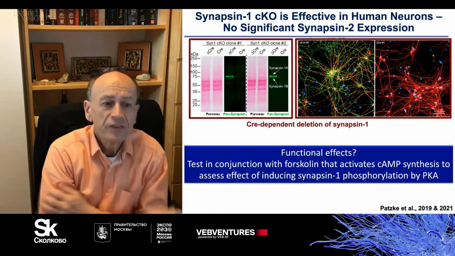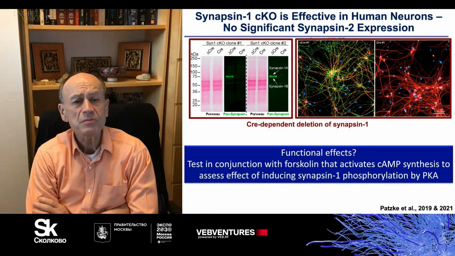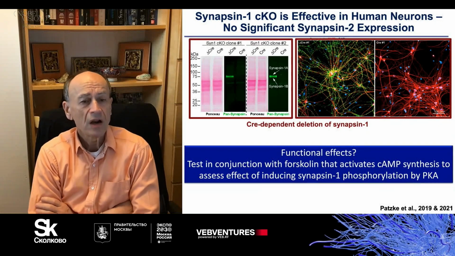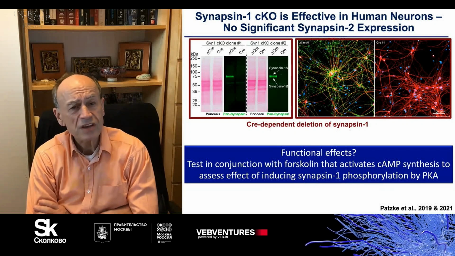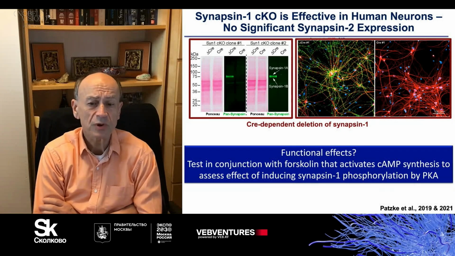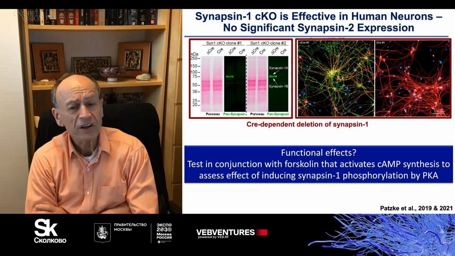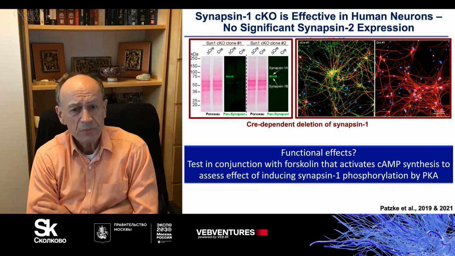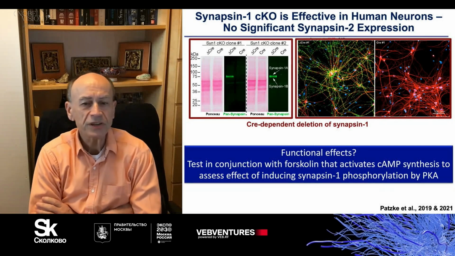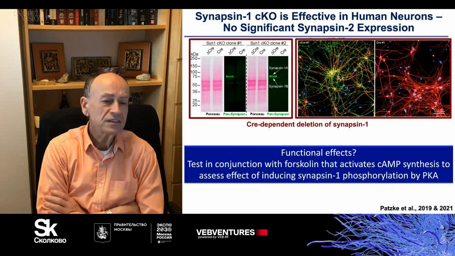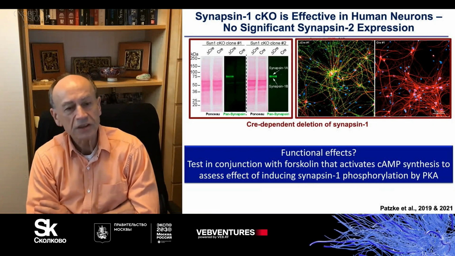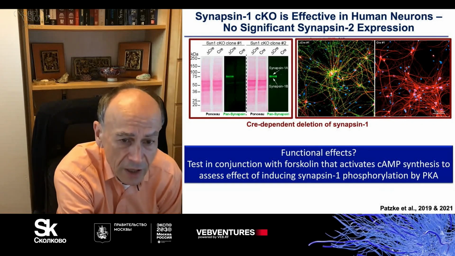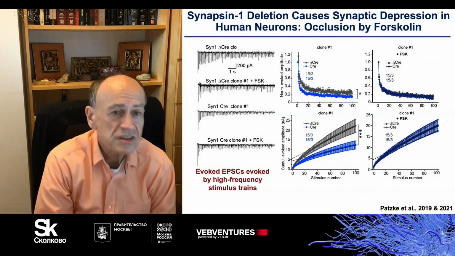And so again, there was no significant effect on the morphology or development of these neurons, and so we focused on function. We focused on synaptic transmission because after all, synapsin 1 is a synaptic vesicle protein. And we analyzed this again by electrophysiology. We tested this in conjunction with forskolin because forskolin activates cyclic AMP synthesis, which then in turn activates PKA, which then in turn induces phosphorylation of synapsin 1, as I described to you earlier. And what we found is shown in this slide here.